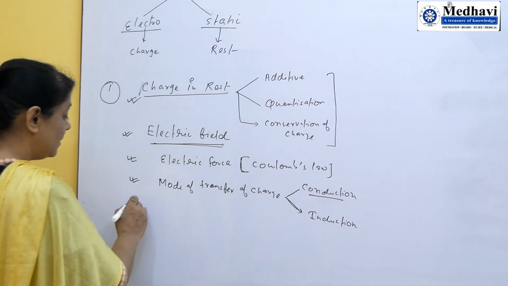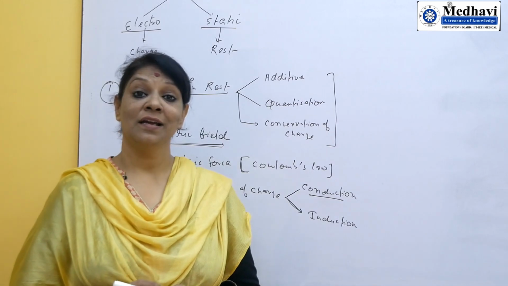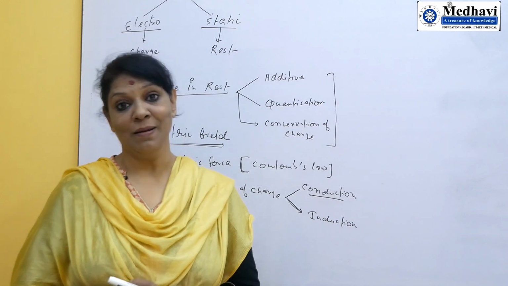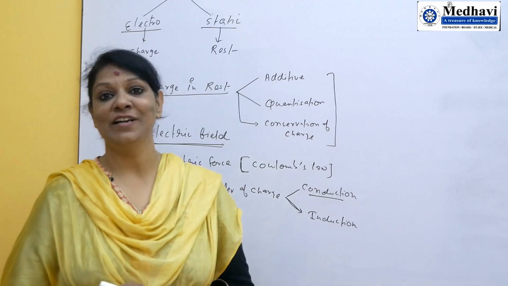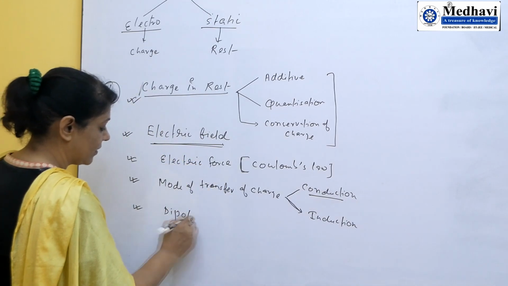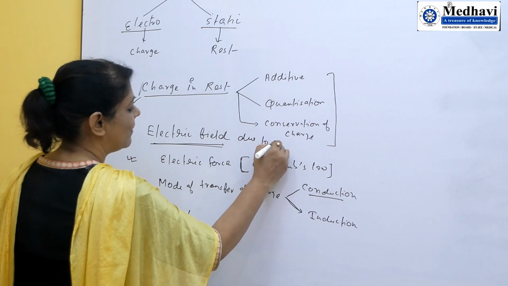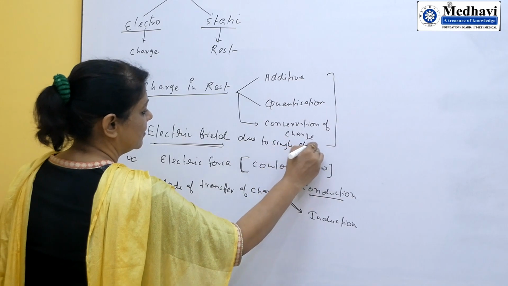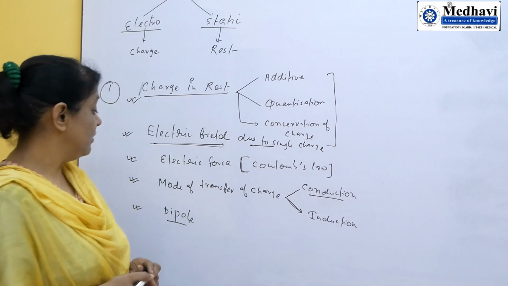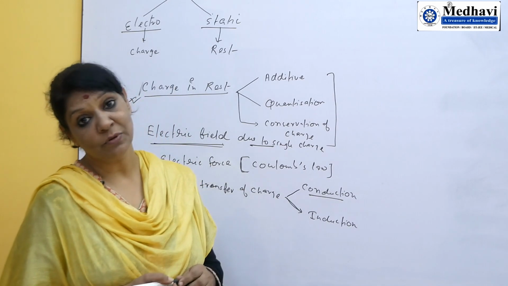After that, when we take two equal and opposite charges at a fixed distance, then a new property will develop, a new characteristic will develop, that is called dipole. Here we study electric field due to a single charge. Mind it. A single charge will produce electric force on another body. It will help in the transfer of charge. It will help the conduction and induction process.